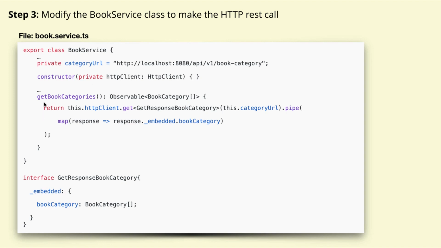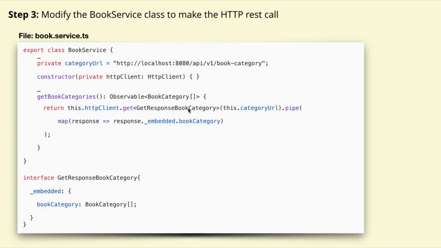And down below, we're going to define a method getBookCategories, and this will return an observable of book category array. So within this method, we're going to make use of this HTTP client to make an HTTP get call to the REST URL, which is the category URL which we have defined above, and this will return a JSON response in the form of GetResponseBookCategory.